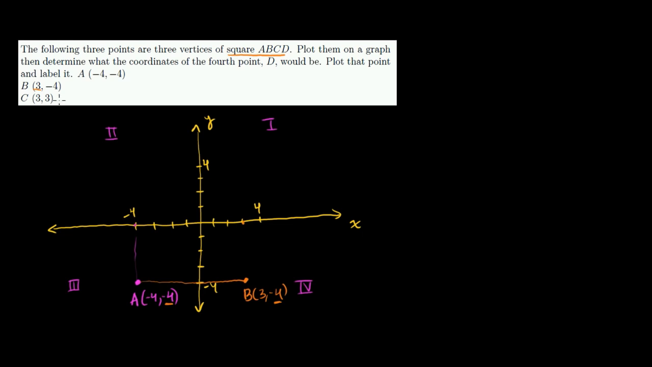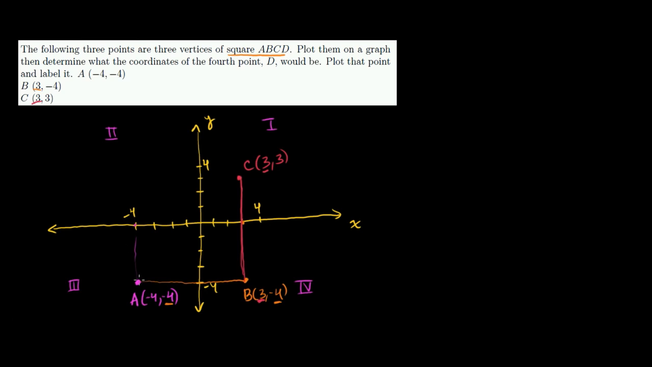And then what's the next point? Point C is 3, 3. So 3, 3. It's in the first quadrant. Both of its coordinates are positive. 3, 3. Both x and y are positive. And notice, it's on the same vertical as B. It has the same x value. They both have an x value of 3, so it's right above it. Right above it.